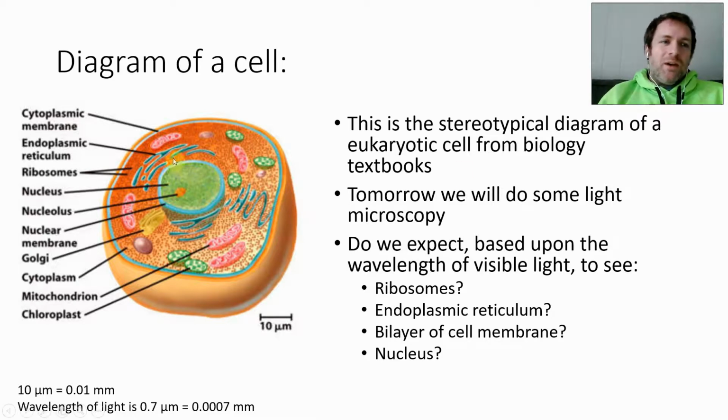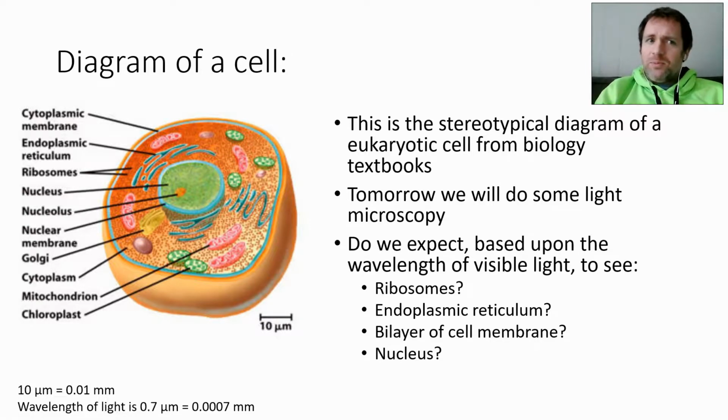But they have the cell membrane, mitochondria, chloroplasts, endoplasmic reticulum, both smooth and rough here, ribosomes, which are all these little balls, nucleus, Golgi, and then the middle bit, which is the cytoplasm. So, this is your stereotypical cell.